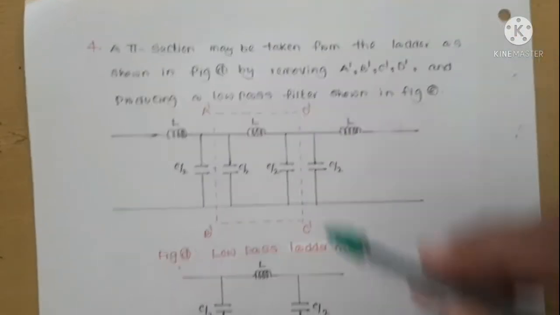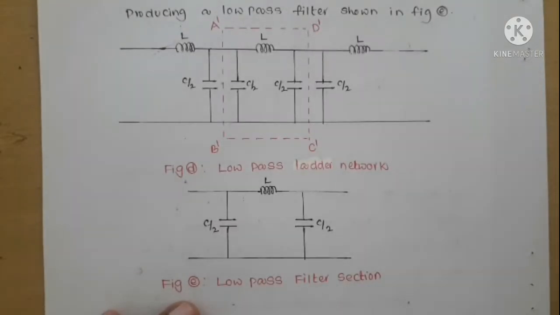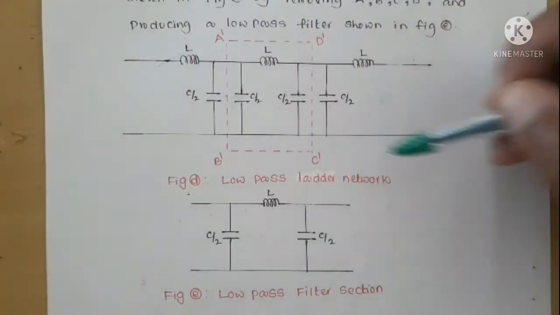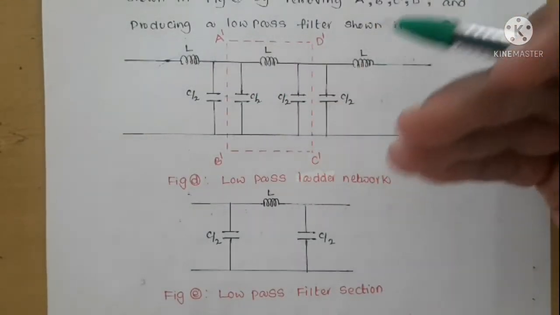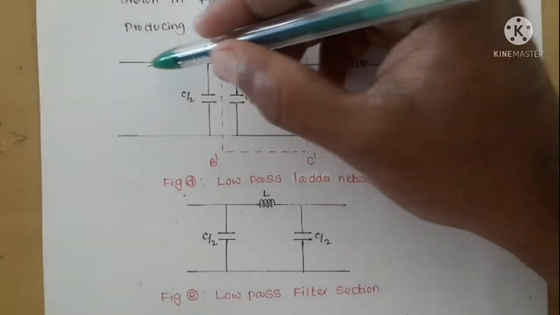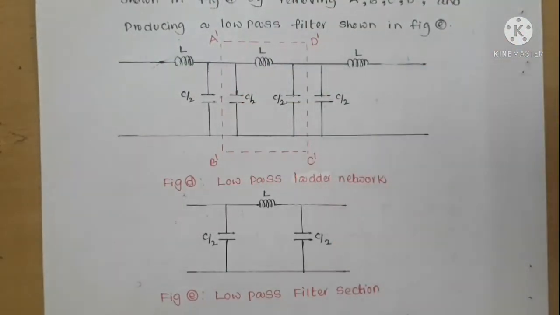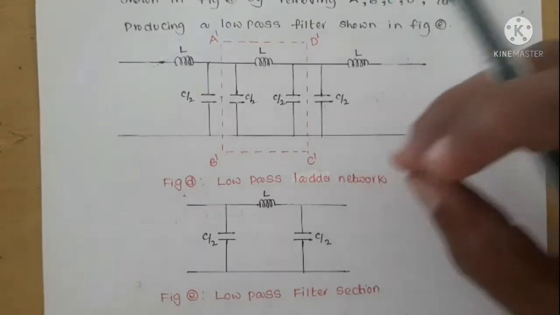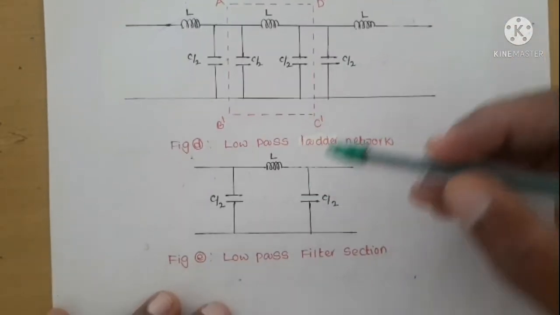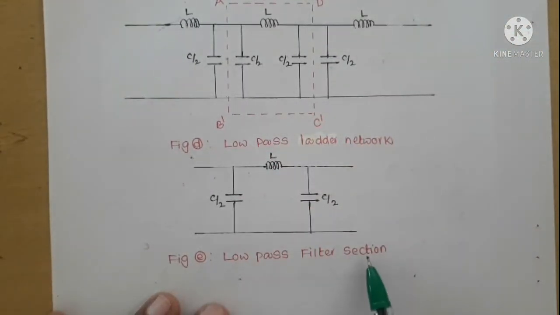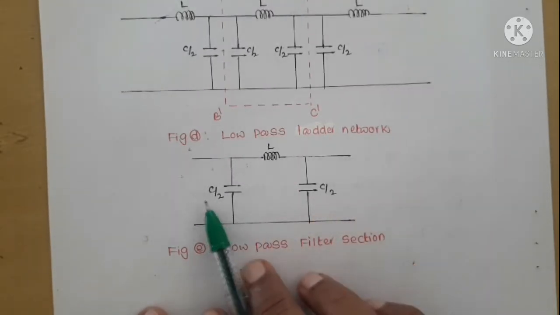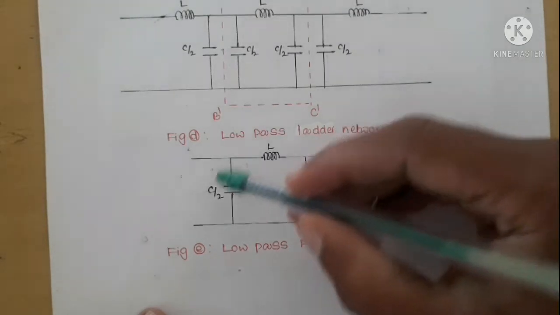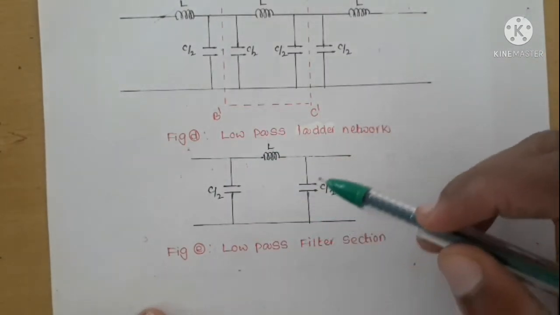Now this section is called a low pass filter section. This is the entire low pass ladder network. Why is it called a low pass ladder network? Because the series elements are inductors and the shunt elements are capacitors. In that we want only one pi section. What is the one pi section low pass filter section? It is one inductor and capacitors whose values are C by 2 and C by 2. Now this is a low pass filter section.